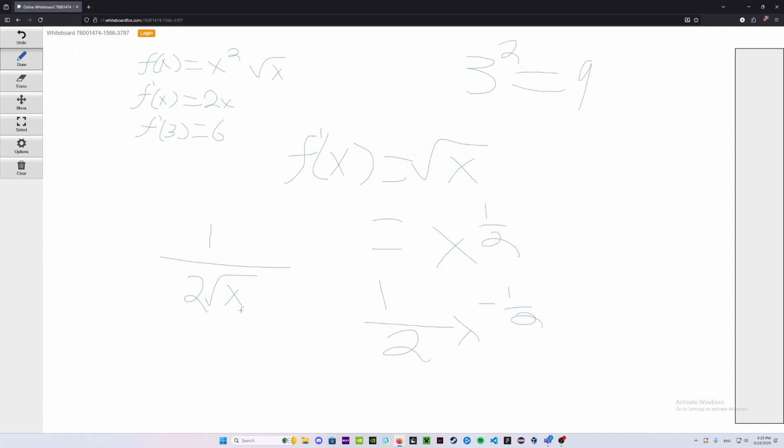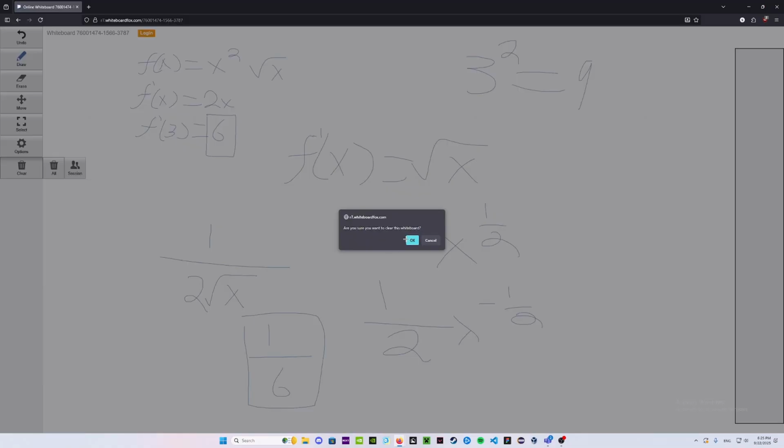So we plug in 9 for x, and root 9 is 3, so you're going to get 1 over 6. Now, do you notice something? The derivative of the regular one and the derivative of the inverse are reciprocals, right? So that's how we can get this rule.